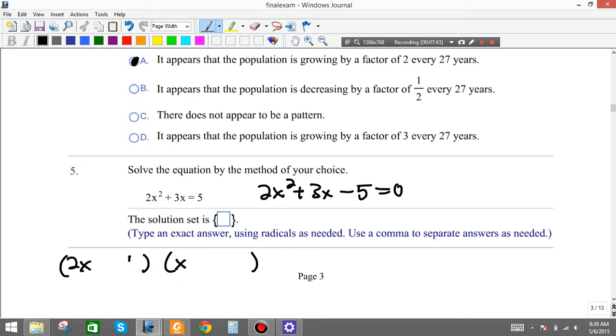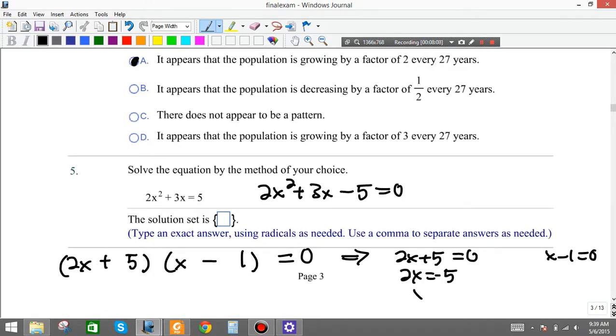And 5 here, 1 here, and that has a plus, and that has a minus. So it's a guessing game to see how you can get a 3 in the middle. And so then once you do that, you set each one equal to 0 and solve. So 2x plus 5 is equal to 0, and x minus 1 is equal to 0. So 2x is equal to negative 5, and x is equal to negative 5 over 2, or x is equal to 1. You separate with a comma, negative 5 over 2, comma 1.